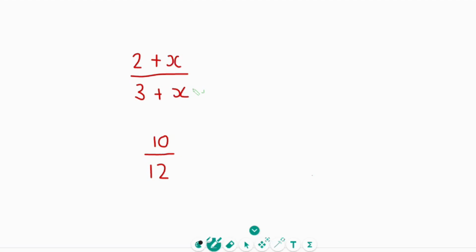And why? Well, it's x plus 2 and it's x plus 3. So let's say, for example, x is, let me think of one that's going to work here. Okay, I'm just going to say x is 3. X is 3. 2 plus 3 is 5, right? 3 plus 3 is 6. That cannot be simplified.